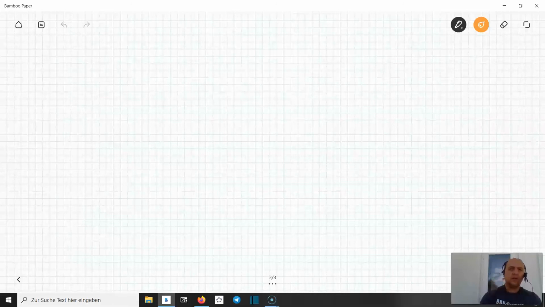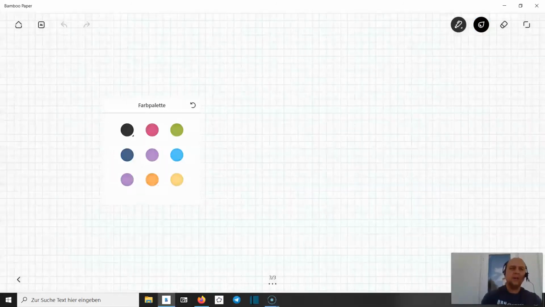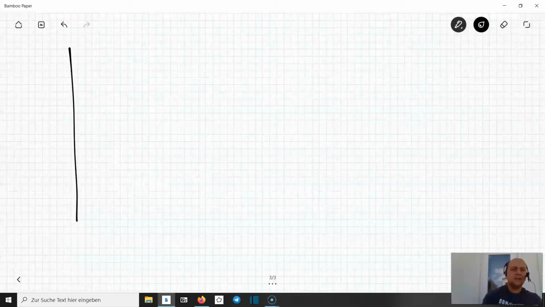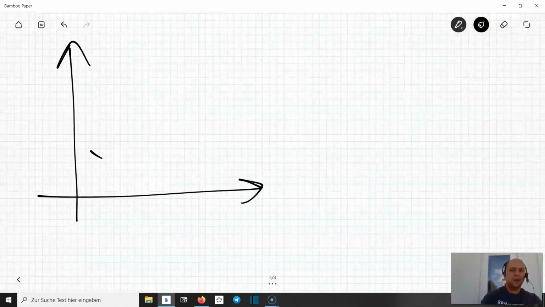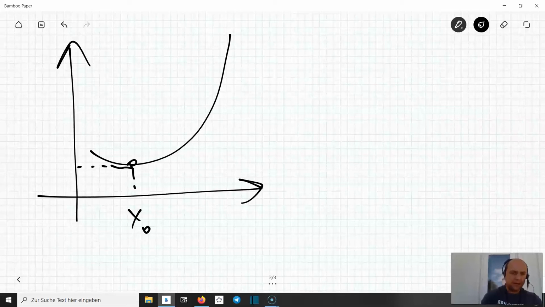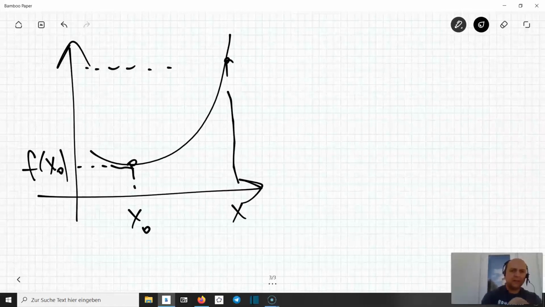So the first one I already explained. Let's consider the second one. The second one is the so-called h-Methode. That means actually the same. So you have a curve. Let's take another one. This is xo, and that would be f of xo, and that would be x, and that one would be f of x.